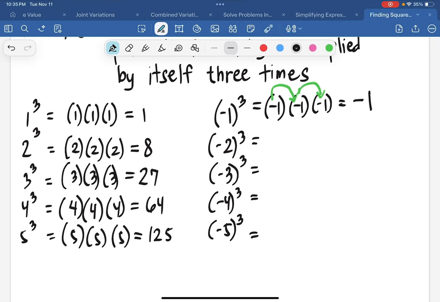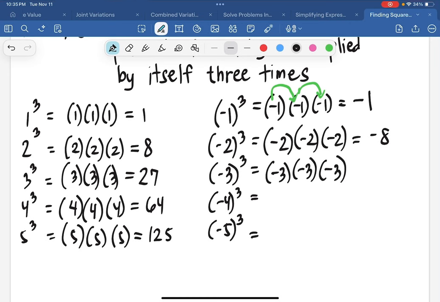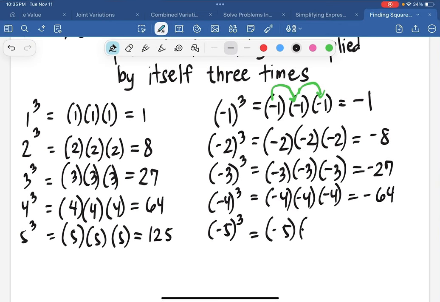So the same goes with other numbers as we expand them. So -2 times -2 times -2 is -8, -3 times -3 times -3 is -27, -4 times -4 times -4 is -64. And last we have -5 times -5 times -5, which is -125.